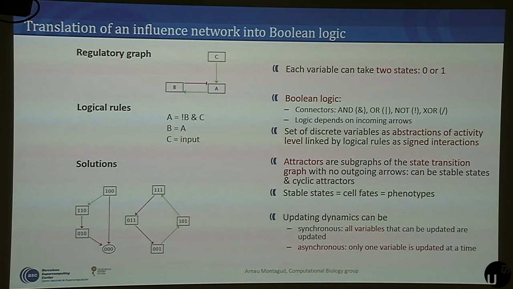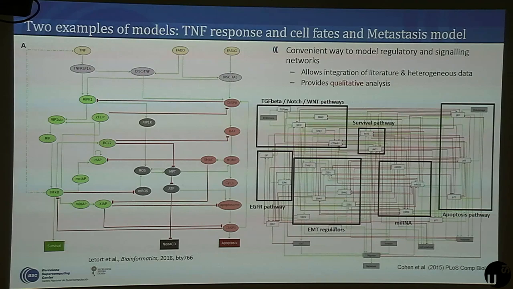Here I have depicted two models that we have worked on when I was at Curie. One is TNF response and cell fates. The inputs are here in yellow. You have three different proteins as inputs, and three different phenotypes as outputs. The phenotypes are survival, so the cell grows, necrosis, which is a kind of cell death, and apoptosis, which is a programmed cell death. So the cell just commits harakiri.